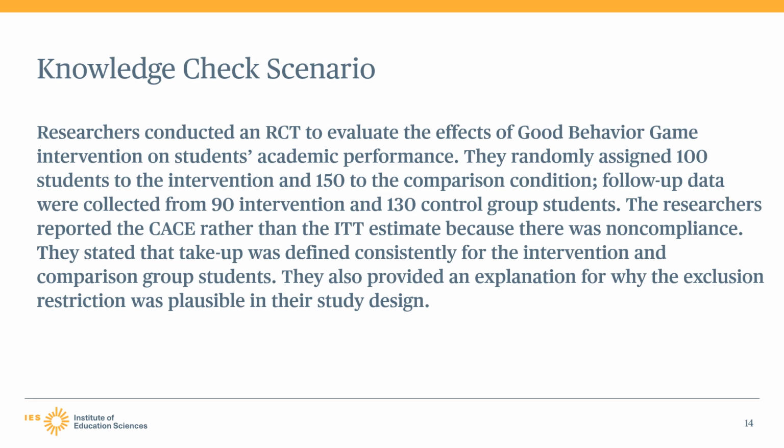Researchers conducted an RCT to evaluate the effects of the good behavior game intervention on students' academic performance outcomes. The researchers assigned 100 students to the intervention group and 150 students to the comparison group. Follow-up data then were collected from 90 students in the intervention group and 130 students in the comparison group. The researchers noted that they reported the CACE rather than the ITT estimate because there was non-compliance. The researchers stated that take-up of the intervention was defined consistently for the intervention and comparison groups.